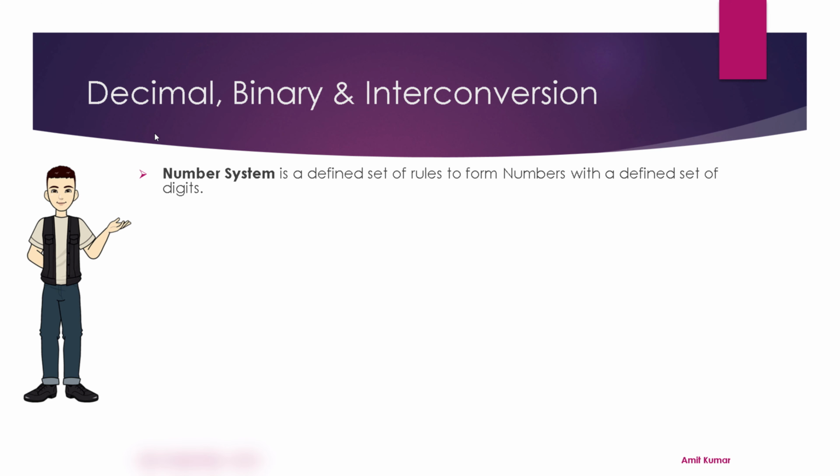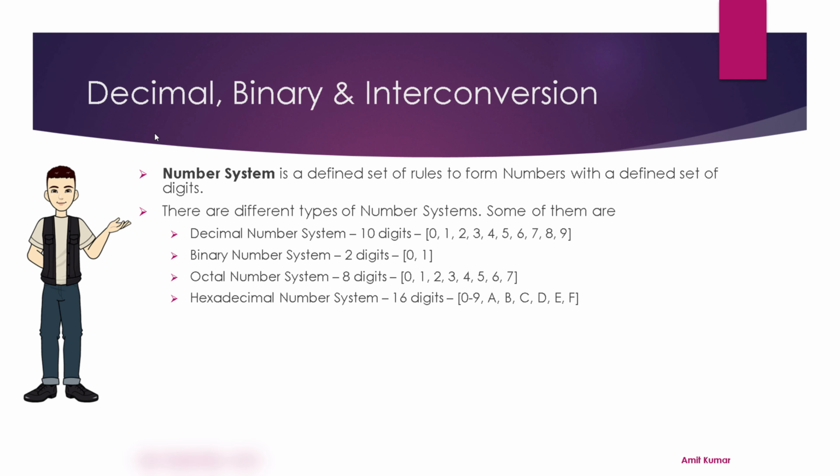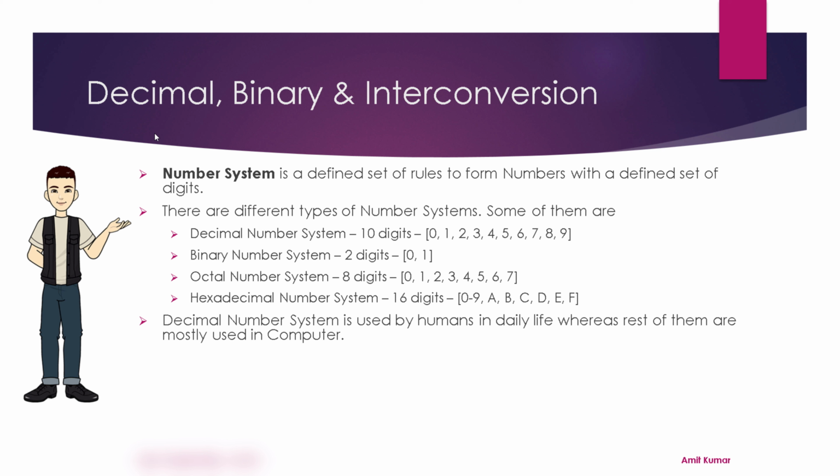So, number system. A number system is a defined set of rules to form numbers with a defined set of digits. Different number systems have different numbers of digits. Some of them are decimal, binary, octal and hexadecimal, where decimal has 10 digits, binary has 2 digits, octal has 8 digits and hexadecimal has 16 digits. The decimal number system is used by humans in daily life, whereas the rest are mostly used in computers.